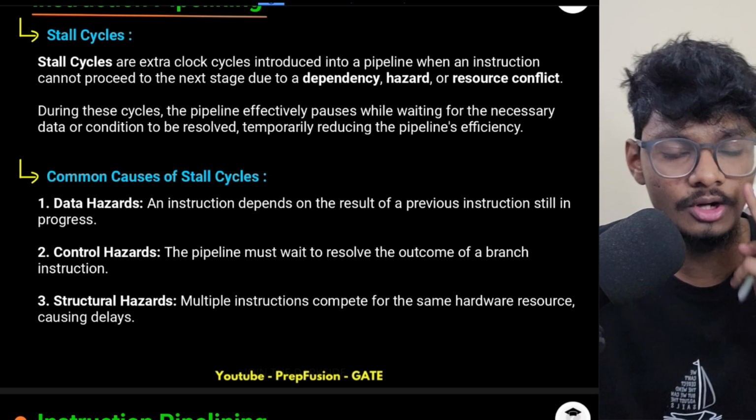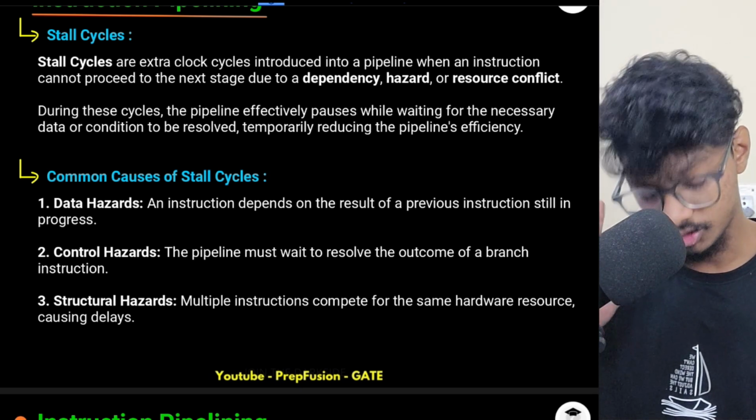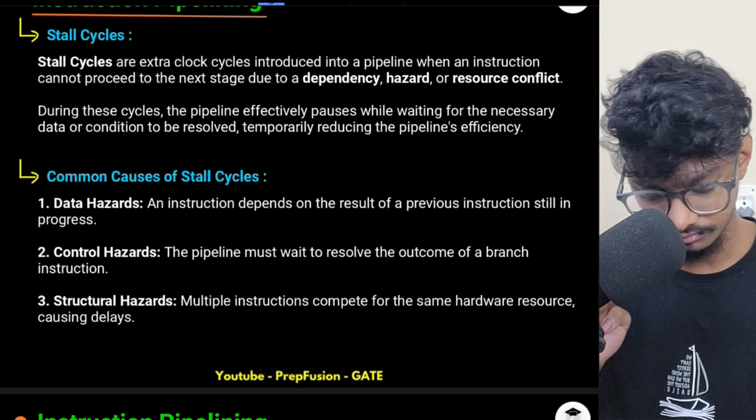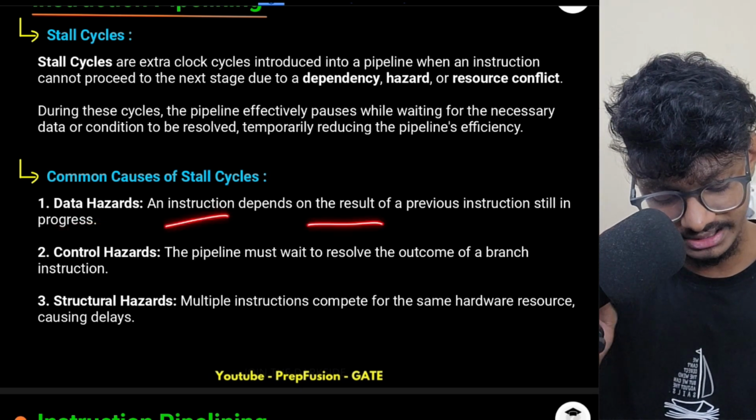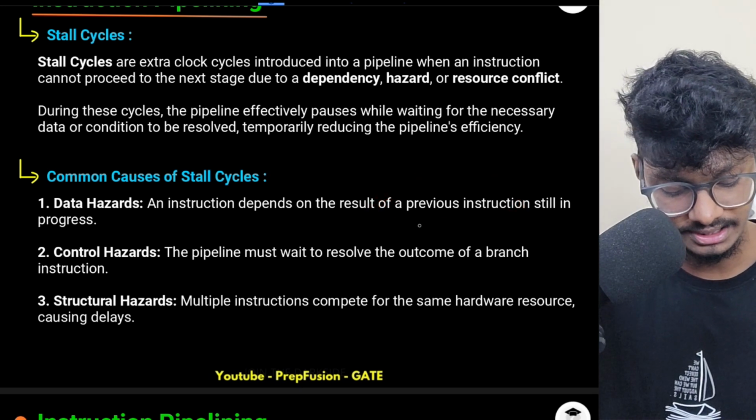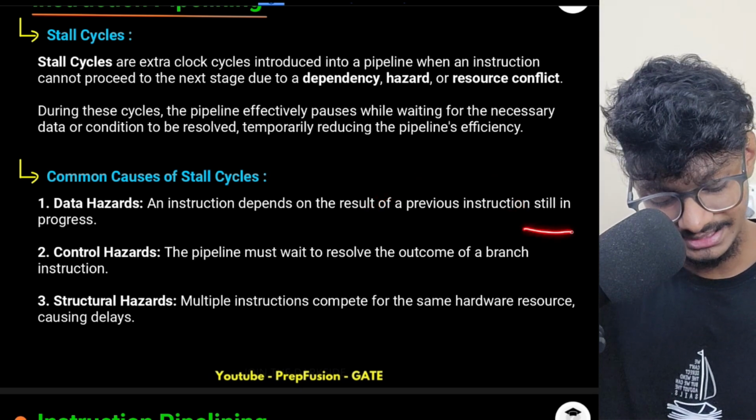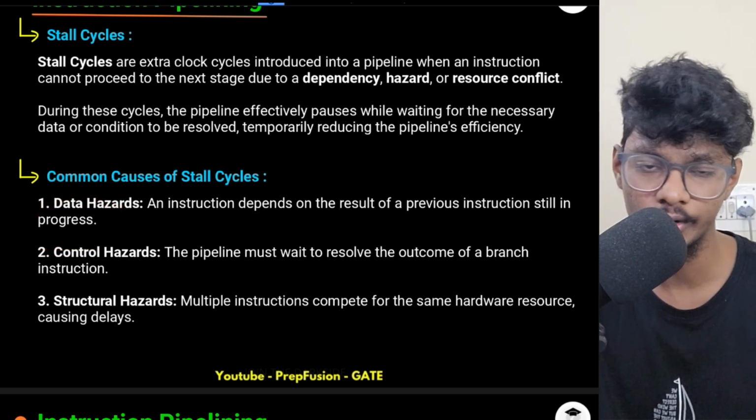There can be mainly 3 common causes of stall cycles, or there can be mainly 3 types of data hazards. 3 types of hazards in a pipeline. First is data hazard. An instruction depends on the result of a previous instruction still in progress. What do I mean? We'll go deeper into this.